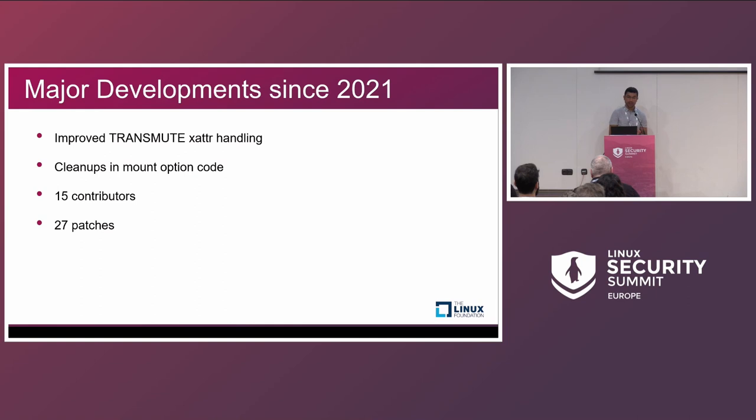I also fixed another issue with EVM, because the transmute extended attribute was created in d_instantiate. The problem is that EVM was not notified about the creation of this extended attribute, and the HMAC basically became invalid. The final part is to add support for Smack transmute for file systems that don't have support for extended attributes.